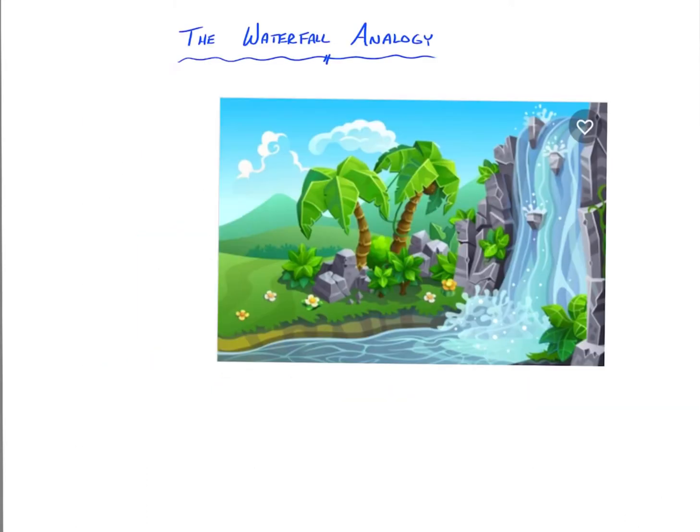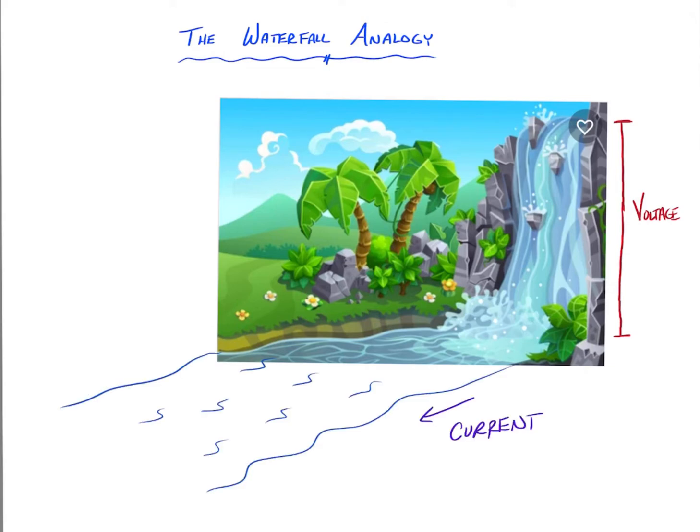I always like to introduce the waterfall analogy at this point to explain how voltage, current, and resistance are related to one another. So in this analogy, this waterfall that flows down into a river, the height of that waterfall is like the voltage. So the higher that waterfall is, the faster that water will flow, and the smaller the height of that waterfall is, the slower it will generally flow. So you can see that the flow of water in this river is directly related to the height of that waterfall.